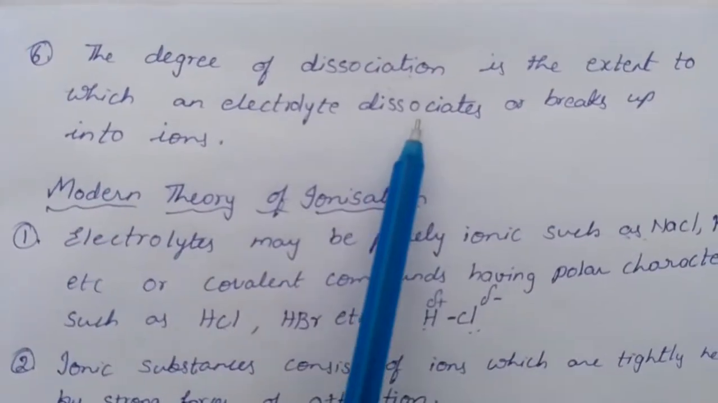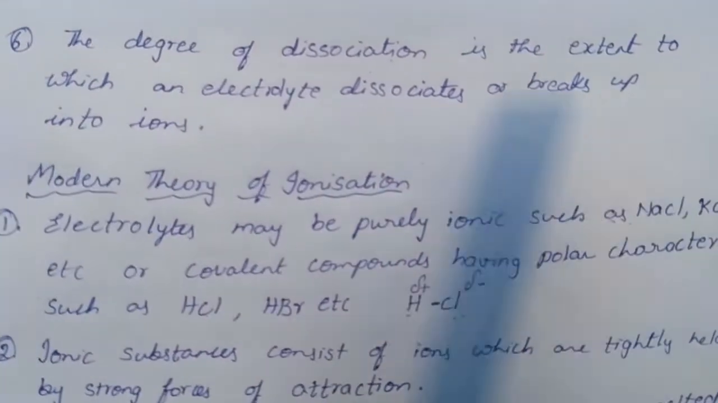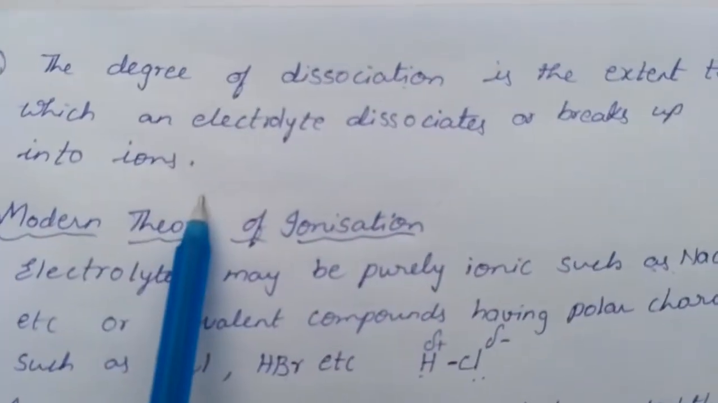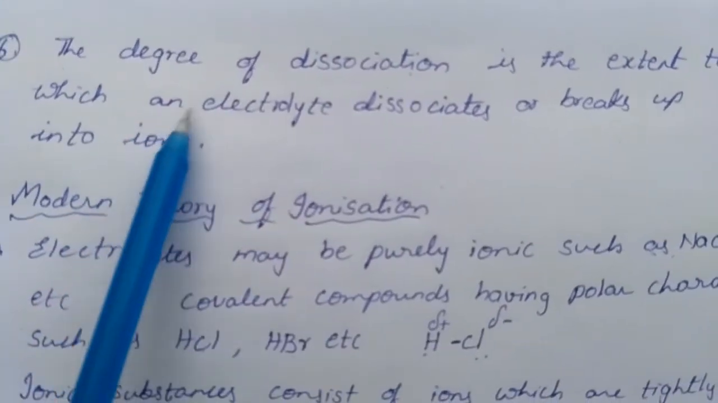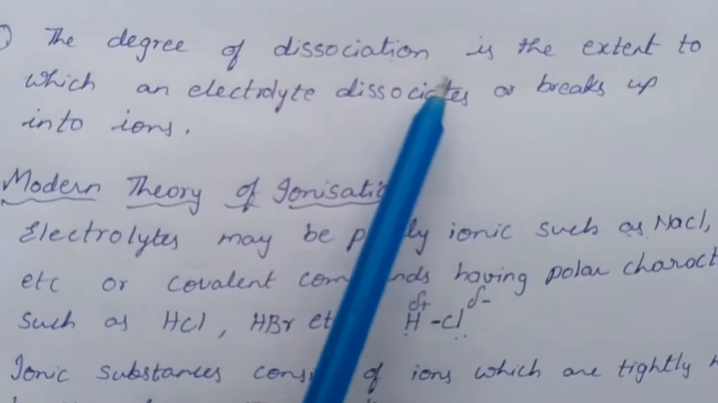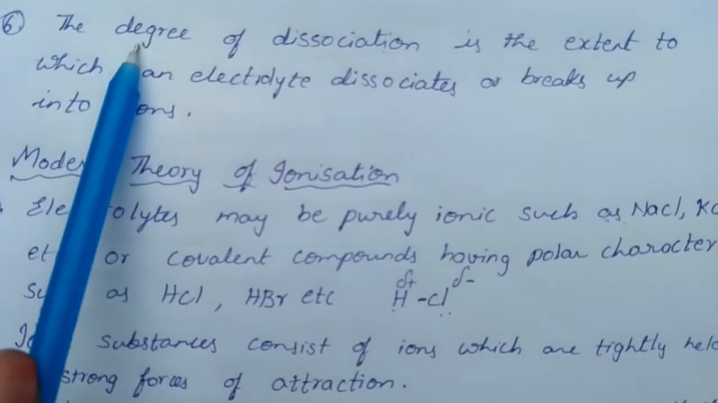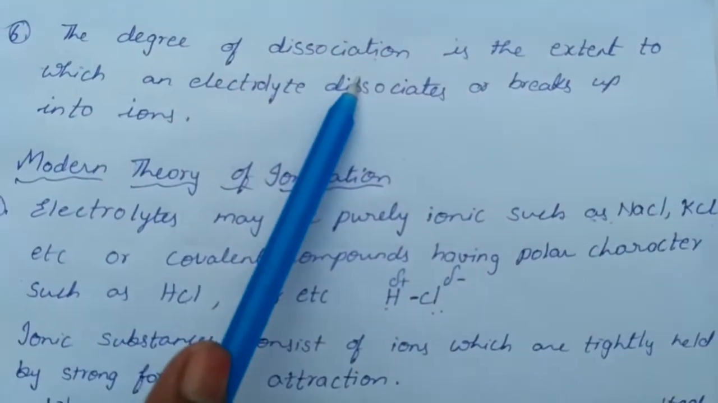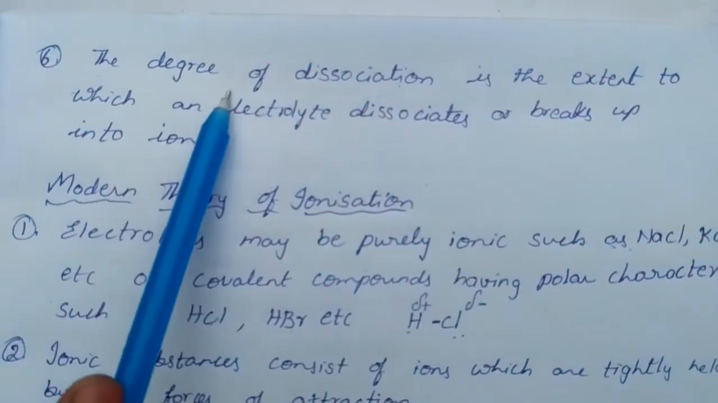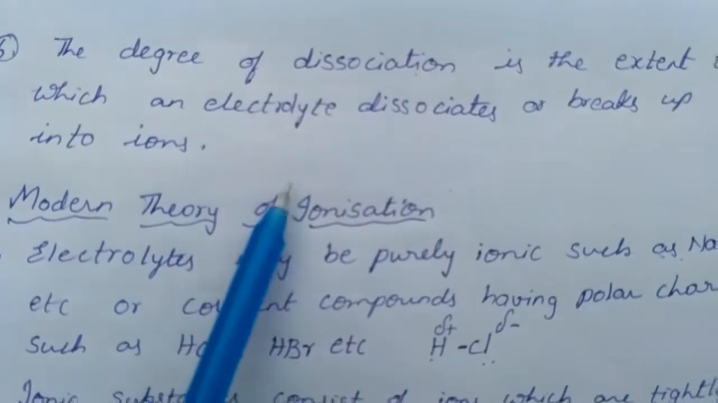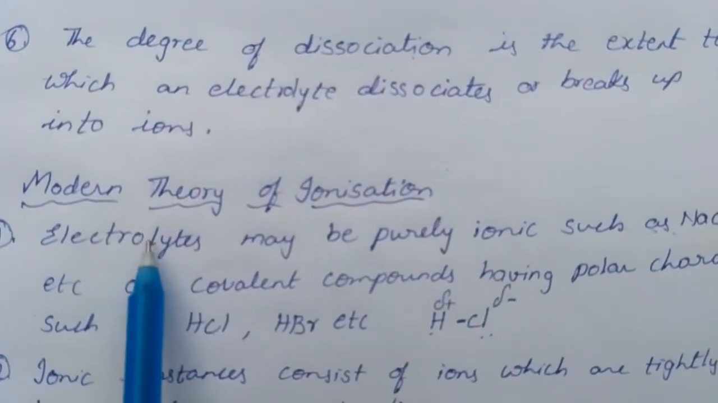The degree of dissociation is the extent to which an electrolyte dissociates or breaks up into ions. If it produces more ions, then the degree of dissociation is high. If it produces fewer ions, then we can say that the degree of dissociation is low. So, we have completed electrolytic dissociation.